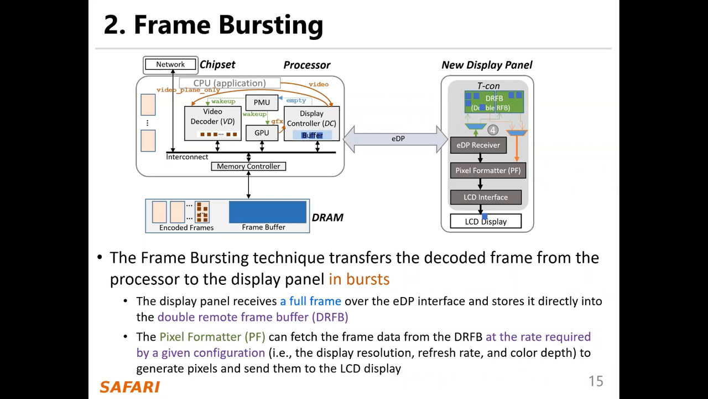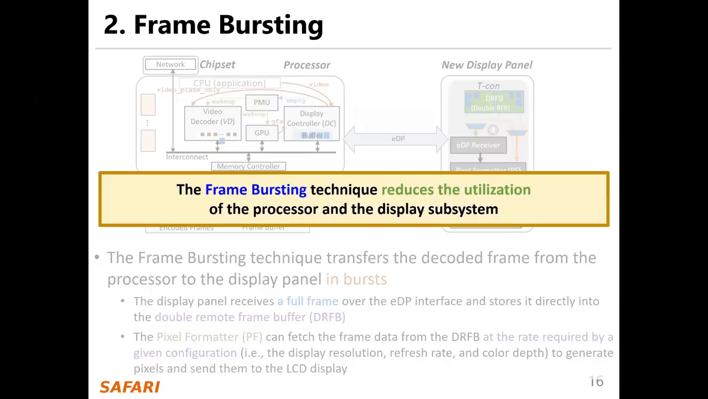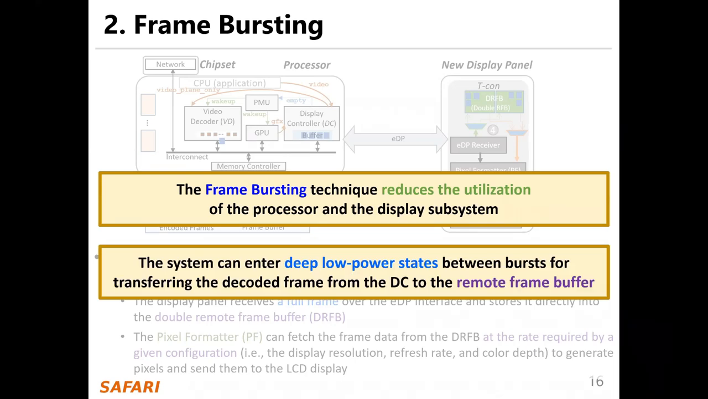The pixel formatter can fetch the frame data from the double remote frame buffer at the rate required by a given configuration to generate pixels and send them to the LCD display. The frame bursting technique reduces the utilization of the processor and the display subsystem. The system can enter deep low power states between bursts for transferring the decoded frame from the DC to the remote frame buffer.